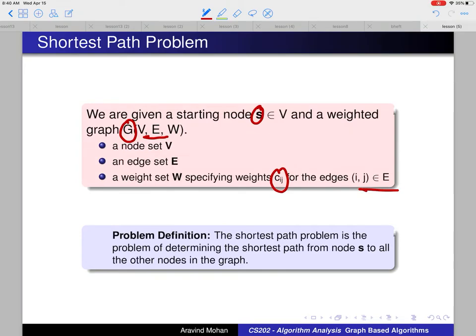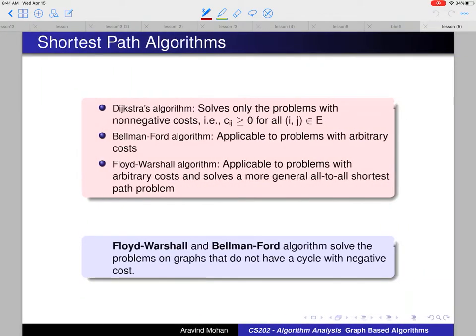So the problem is, if we are given such a weighted graph and the source vertex or the starting vertex S, we want to find the shortest path from node S to all other nodes in the graph. So it's a one-to-all shortest path problem, right? So we are given one vertex, and then we want to find the shortest path to all other vertices in that graph. So this shortest path problem has several solutions which are proposed in the existing repository of algorithms for CS.